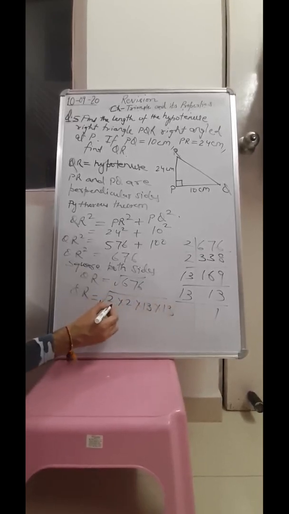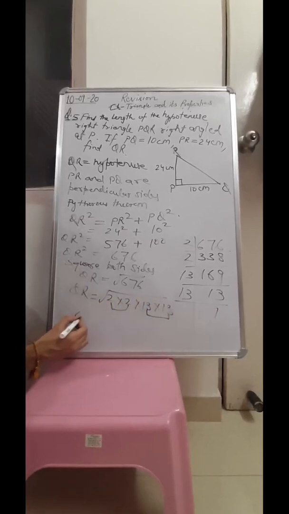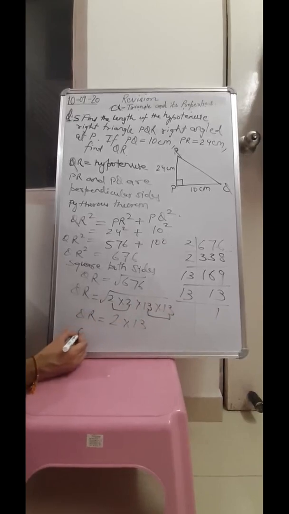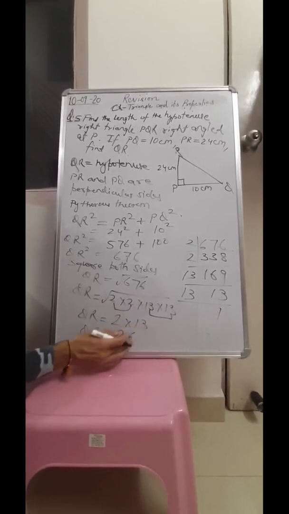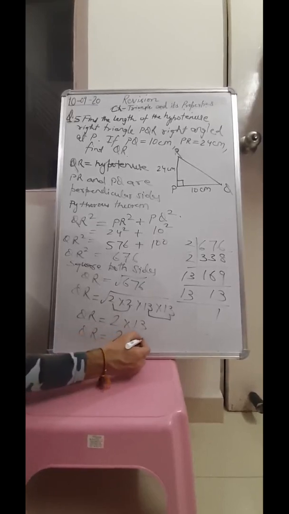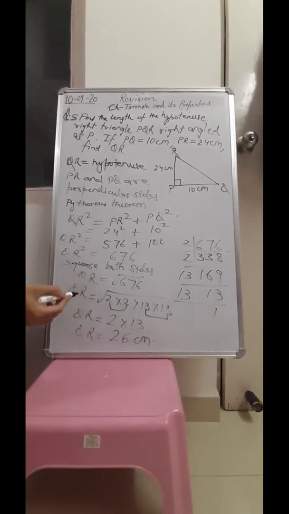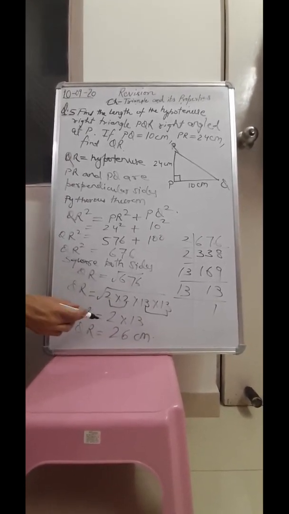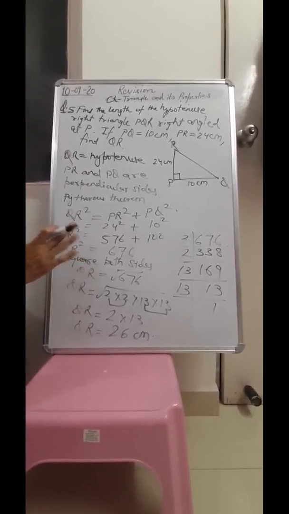Now to remove the under root, we are going to take pairs. So QR equals 2 into 13. So QR equals 26. This is 26 centimeters. So in this way we can find the hypotenuse side, that is QR, of a right triangle, that is QR of 26 centimeters.